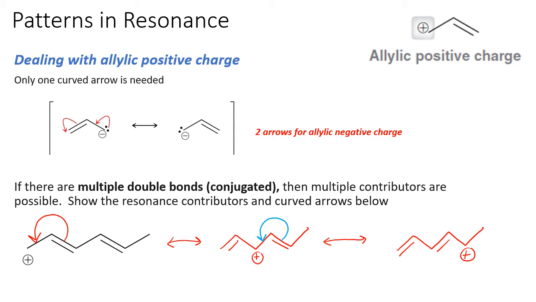But in each one of our individual resonance structures, when going from one to the other, we only needed one curvy arrow in order to move from one to the next. And that's what you'll see whenever you're dealing with this pattern of having an allylic positive charge.